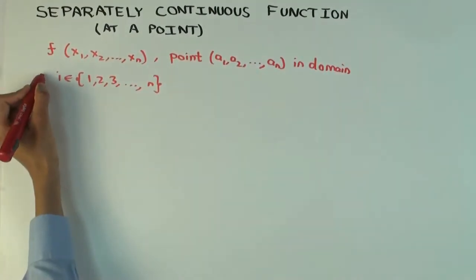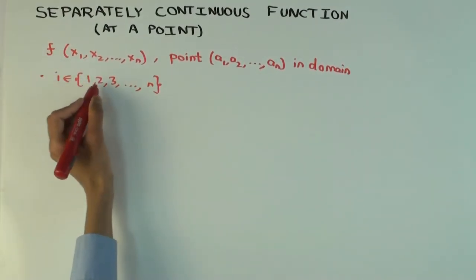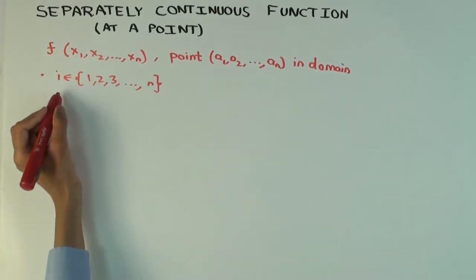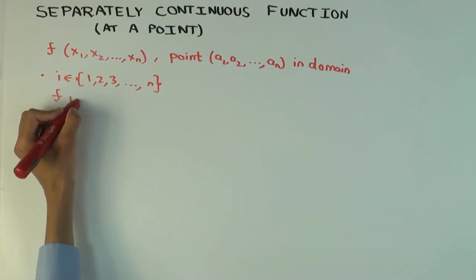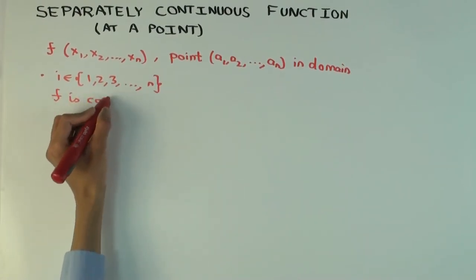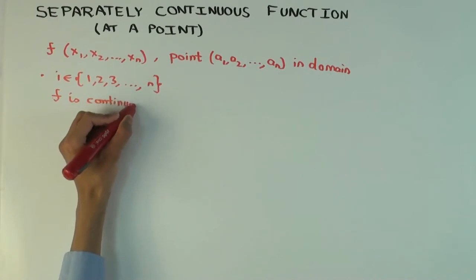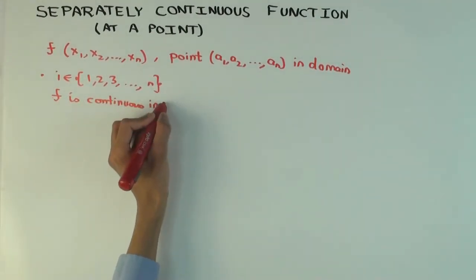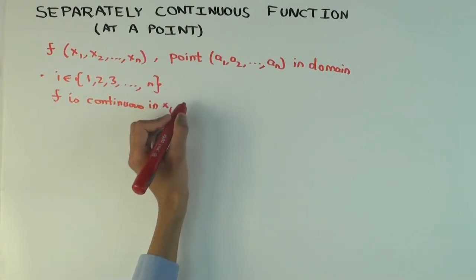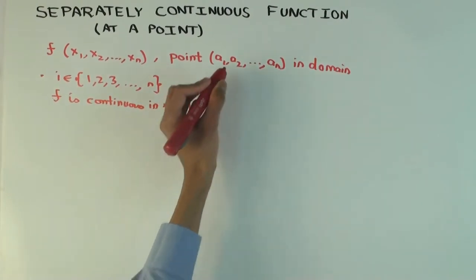The first thing I'm going to define is, you pick a number i between 1 and n. First thing I'm going to define is, what does it mean for f to be continuous in xi at the point? So f is continuous in x sub i at this whole point.